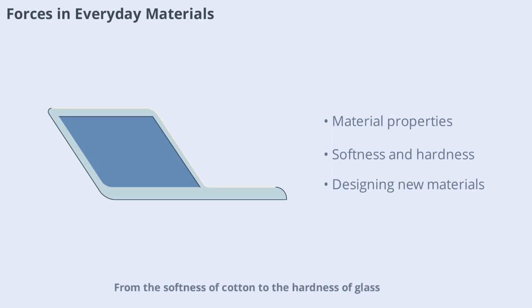From the softness of cotton to the hardness of glass, intermolecular forces shape the materials we use every day. The way molecules interact determines whether something is soft, hard, flexible, or brittle. Understanding these forces helps scientists design new materials with specific properties.